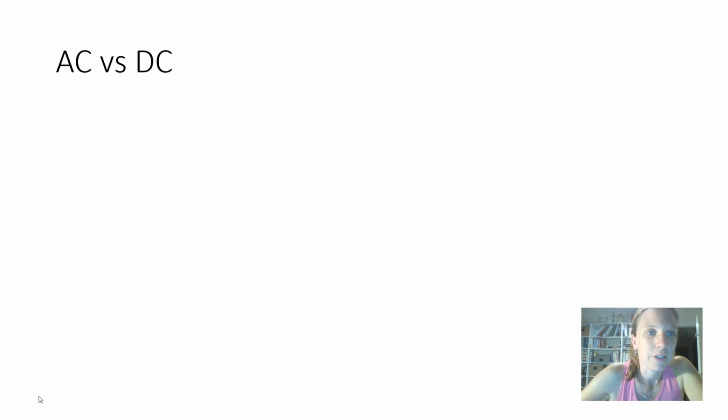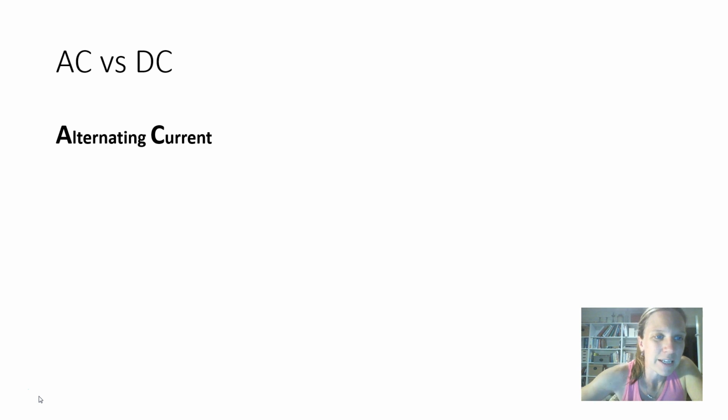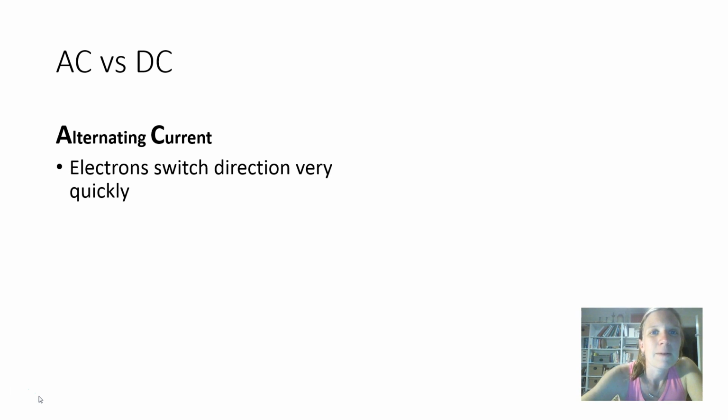The electrons in an electrical circuit can be made to move in a way that is alternating or direct. Alternating current, that's what the AC stands for, is when the electrons are made to move in a way where they switch their direction very, very quickly. So they move counterclockwise around the circuit, and then they move clockwise around the circuit, and they swap back and forth between moving counterclockwise and moving clockwise very, very, very quickly. In Australia, they make the switch about 50 times in a single second.